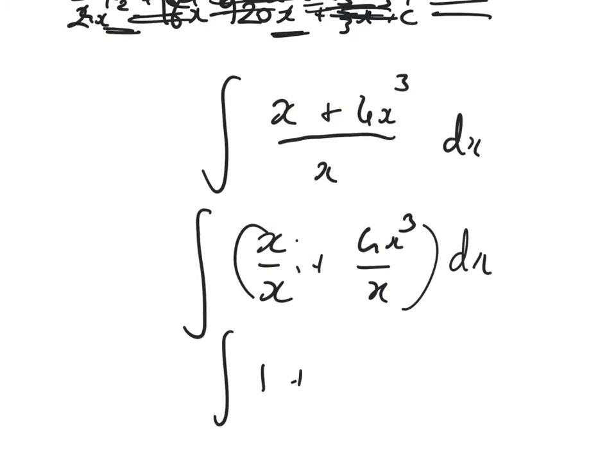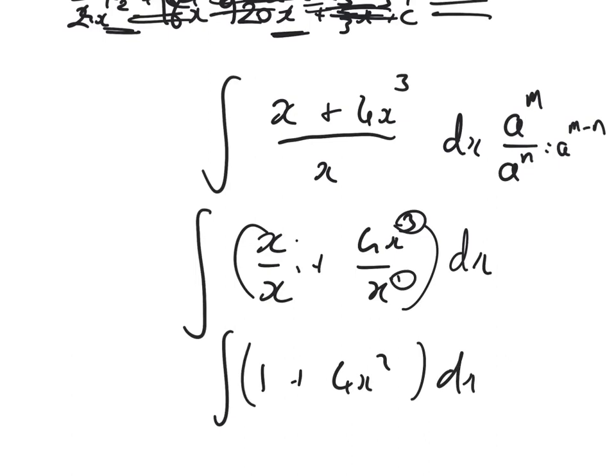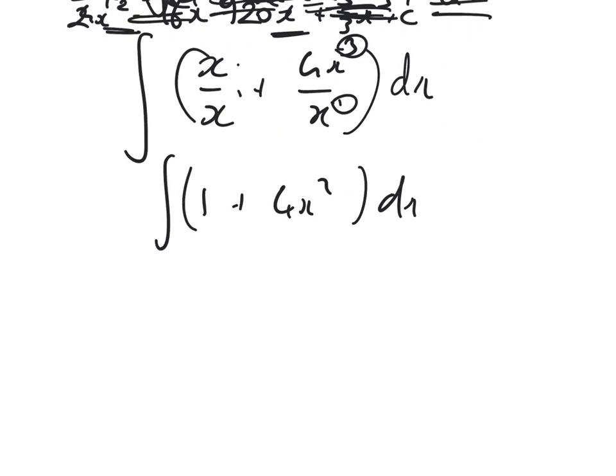And then I'll use my rule of indices, which is a to the power m divided by a to the power n is a to the power m minus n. So that's 3 take away 1 is 2, so that's plus 4x squared. Okay, so I can now integrate. You integrate a constant and it becomes a constant x, so 1 becomes 1x, that's x plus 4x cubed over 3 plus c.